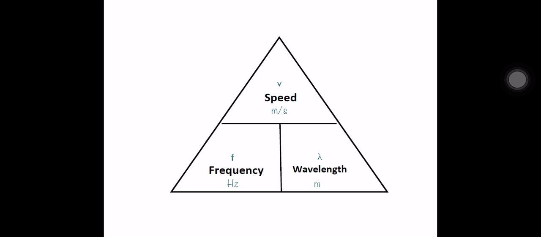For calculating the speed of waves, the speed will always be constant, which is 3 times 10 to the power of 8 meters per second. For example, if you want to find the speed of a wave, then you should multiply frequency with wavelength. If you want to find frequency, then you should use the formula speed over wavelength. While if you want to find wavelength, then you should use the formula speed over frequency.